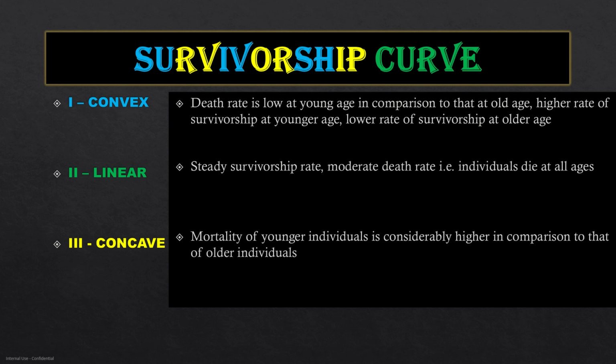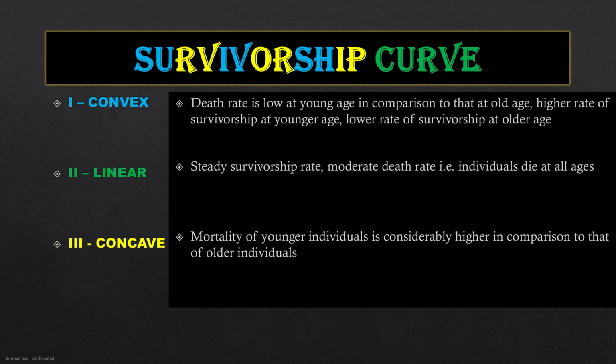Next, we'll come to linear. The linear curve shows steady survivorship rate, moderate death rate at all phases of life. That is, individuals die at all ages. Fine. So, roughly constant mortality is observed over here.